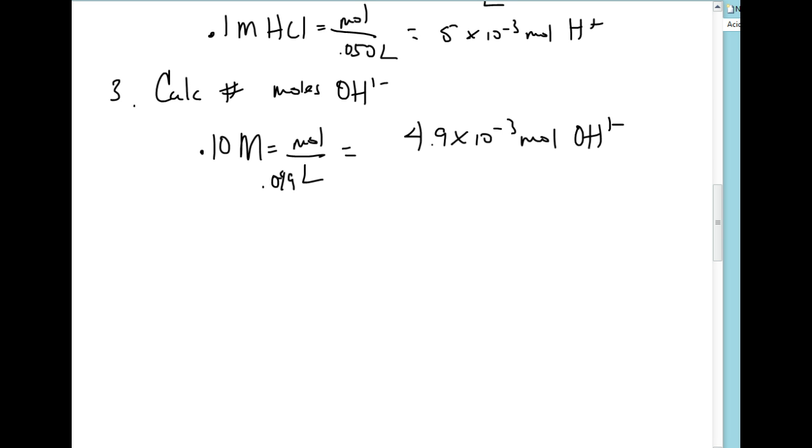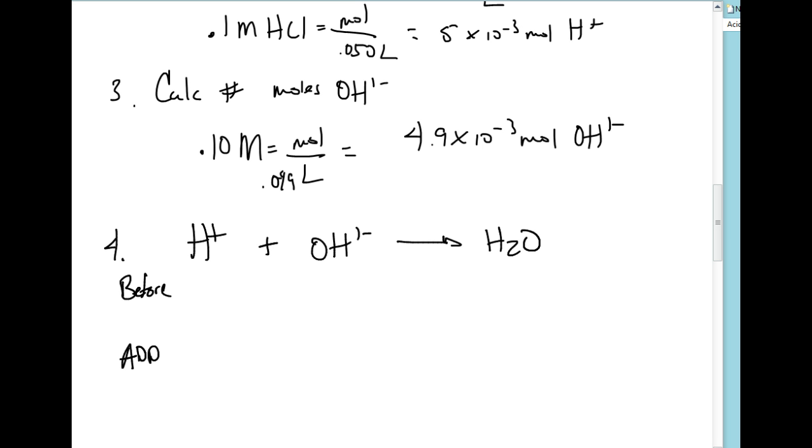Now, what we're going to do next here is a kind of modified ICE table. It's not really an ICE table. We're going to take our hydrogen ions, we're going to take our hydroxide ions, and we're not going to worry about the water because that doesn't affect pH. And we're going to do a before and an after table.